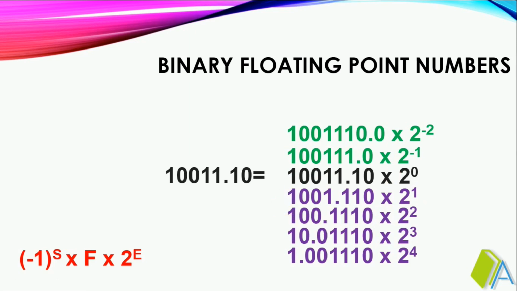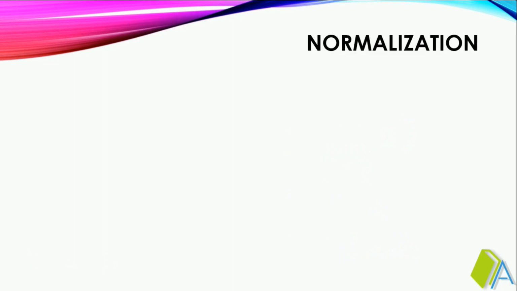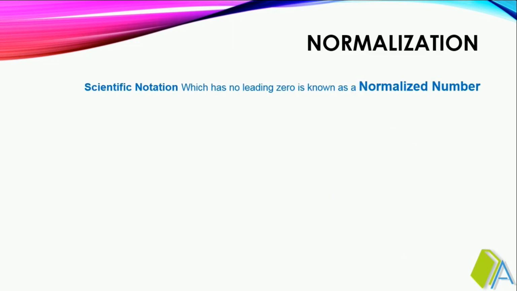So we need to have a common representation, whatever may be the base. We need to have a general format for representing the floating point number. That's why we are moving on to the concept called normalization. By doing normalization, we can achieve a common representation for a floating point number. So how to do normalization?